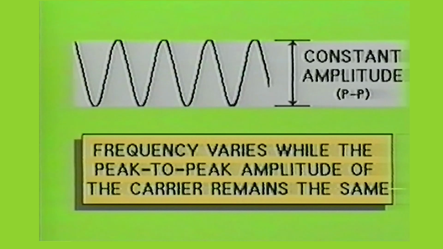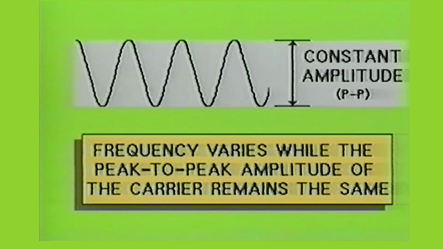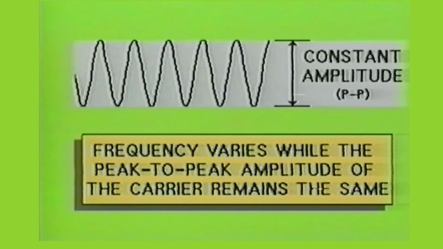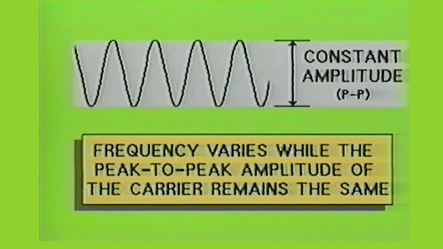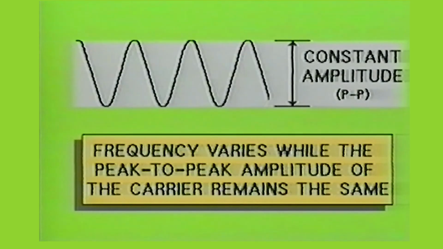In frequency modulation, every effort is made to maintain a constant amplitude of the carrier wave. The circuits contained in the FM receiver are not designed to act upon variations in the amplitude of the RF signal.